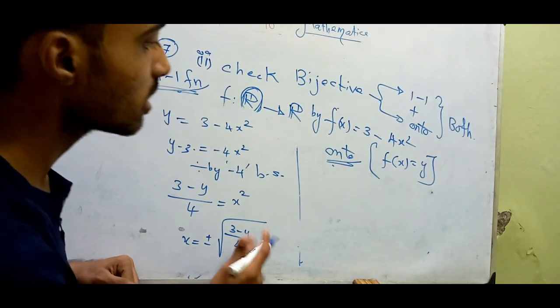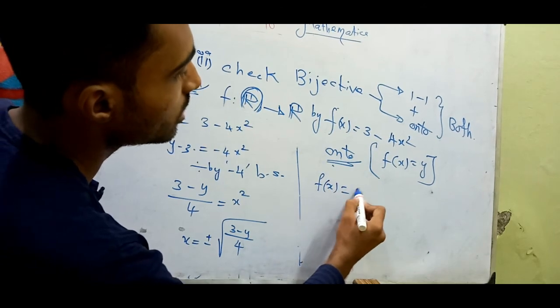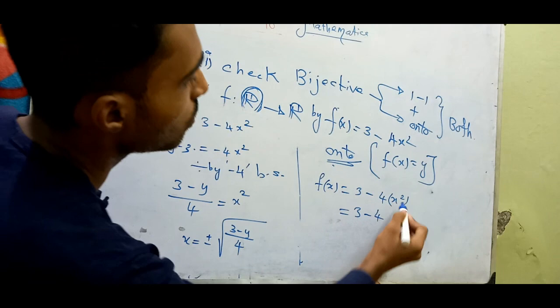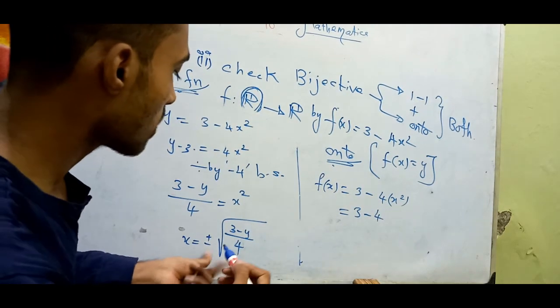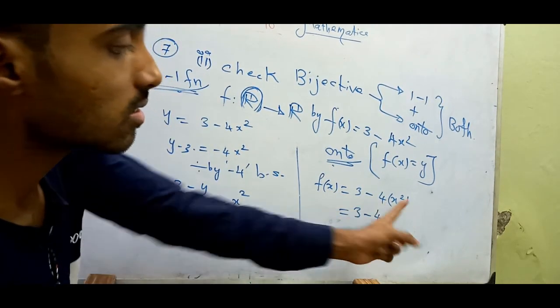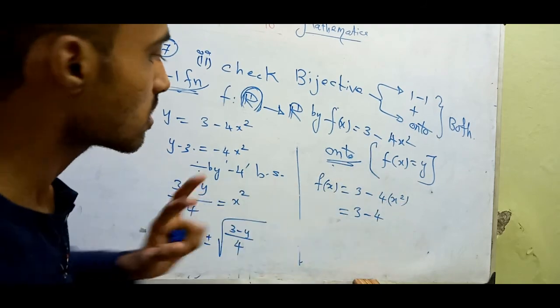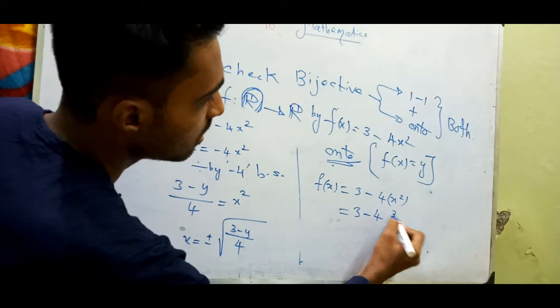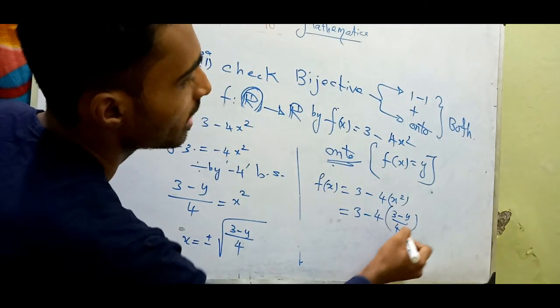Okay, now f of x is equal to 3 minus 4x square. So 3 minus 4, what is x square? See, plus and minus together will get positive, because there's a square there. So square and root will also get cancelled. Just 3 minus y by 4.